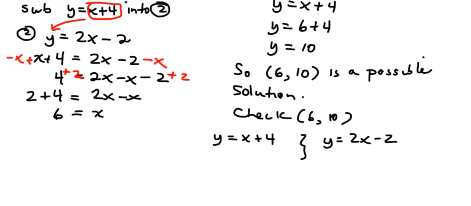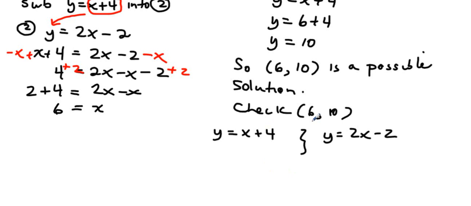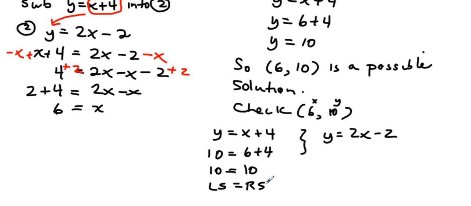Okay, so 6, 10, this is the x, this is the y. So 10 here equals 6 plus 4, and remember we don't move anything around, we just work this side through till we get a number. This side is already a number. So yes, left side equals right side. So far so good, but it has to work for both equations in order for it to be the point of intersection, right? It has to be on both lines, so it has to satisfy both equations.